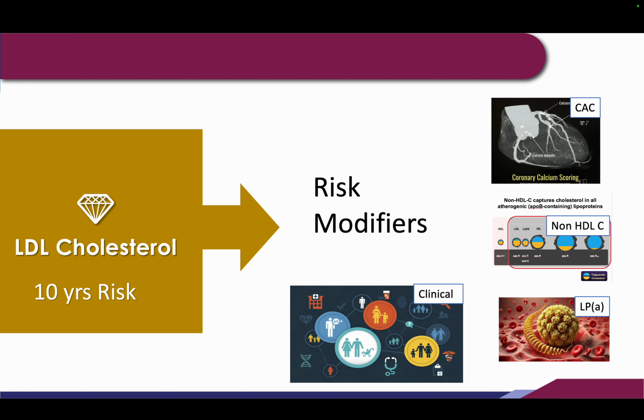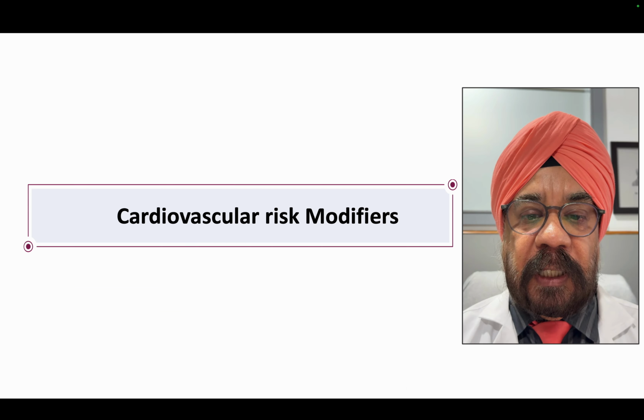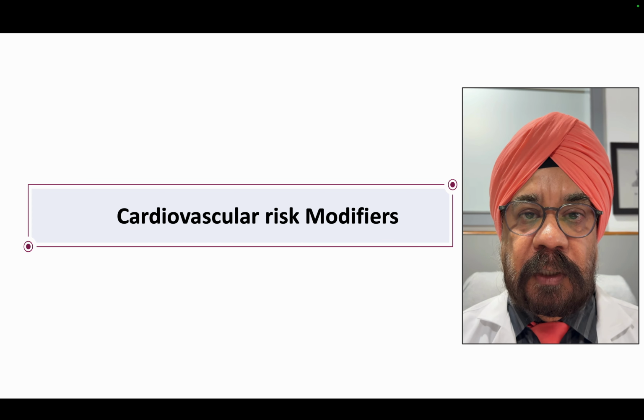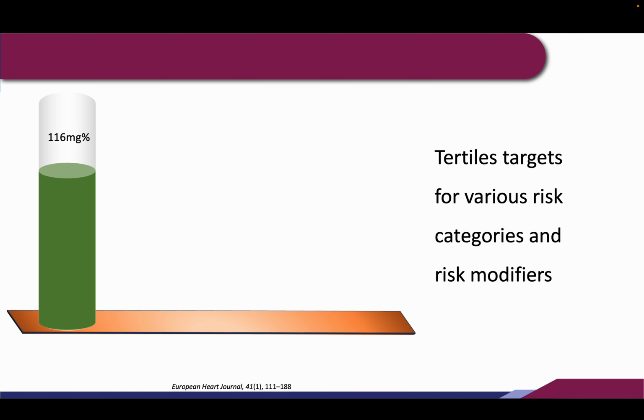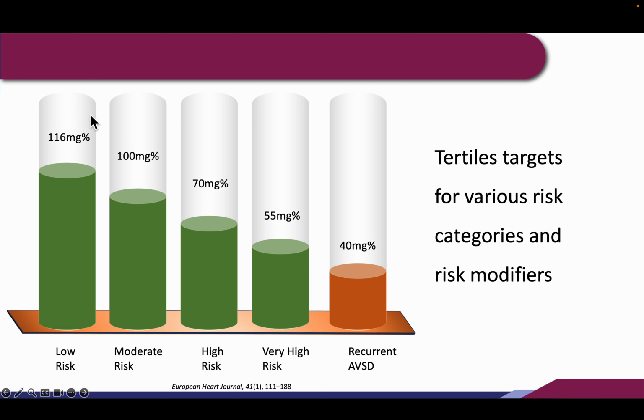Now you calculate the LDL risk and then you calculate the risk modifiers. What does that mean? With risk modifiers, you can upscale the risk. Let us go back to this risk category. In case the person falls in a moderate risk category and has a risk modifier, let's say the LPA is high, you come to a lower tertile. This becomes the target now.